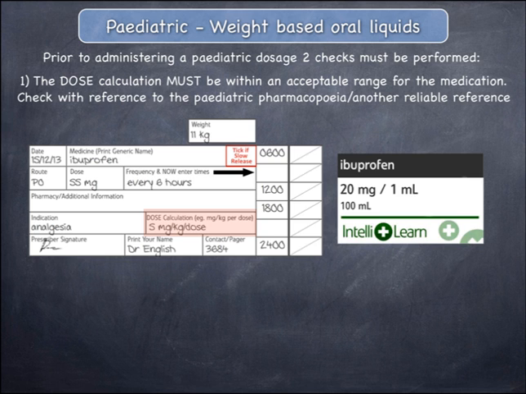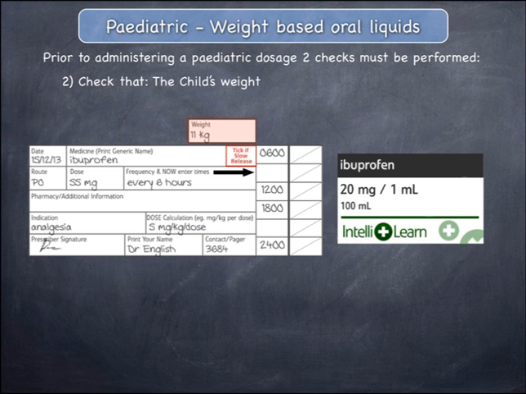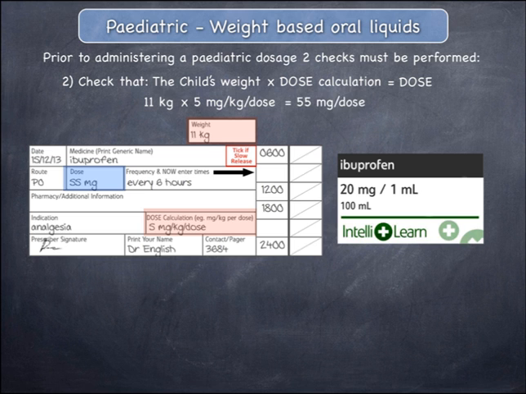In this case, you are giving ibuprofen at 5 mg per kilogram per dose, which is an acceptable rate of dosage. The second check involves ensuring that the child's weight multiplied by the dose calculation is equal to the dose to be given, which is shown in the dose box on the order. In this case, the child's weight is 11 kilograms, which when multiplied by 5 mg per kilogram per dose is equal to the ordered dose of 55 milligrams.